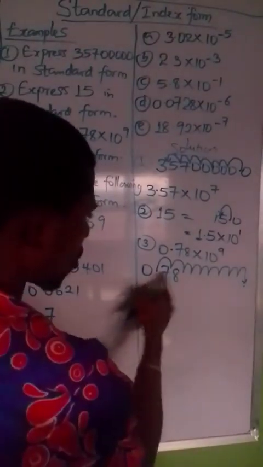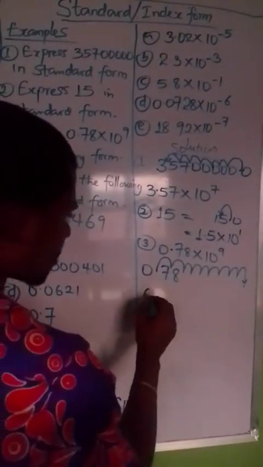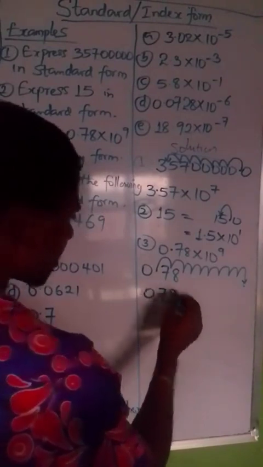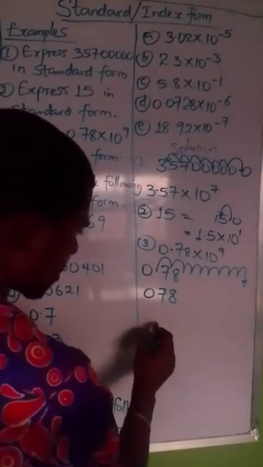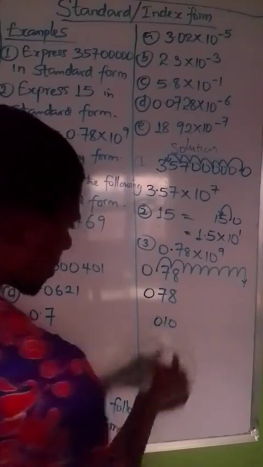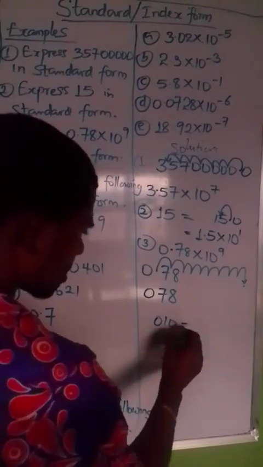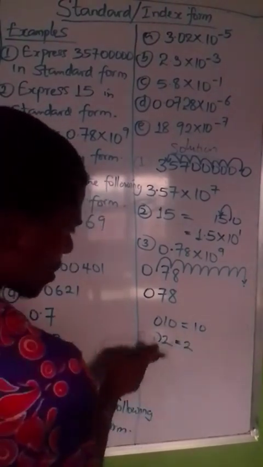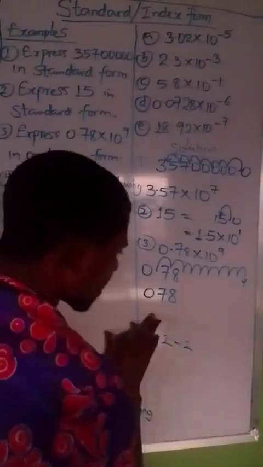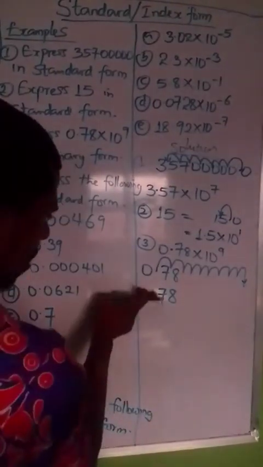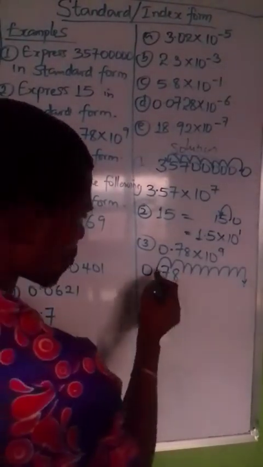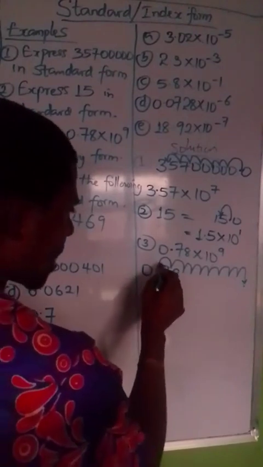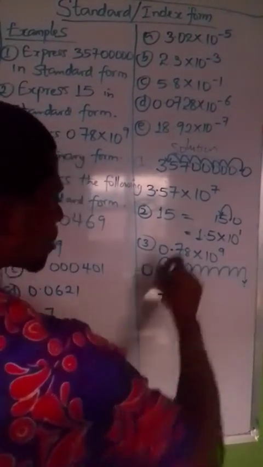So when my point comes here, what do I have left? I have 0.78, right? But the 0.10, 0.2 is the same thing as 10. 0.2 is the same thing as 2. So this 0.2 is insignificant, is useless, so I don't have to add it. But what is most important is my point moved 9 times backward.